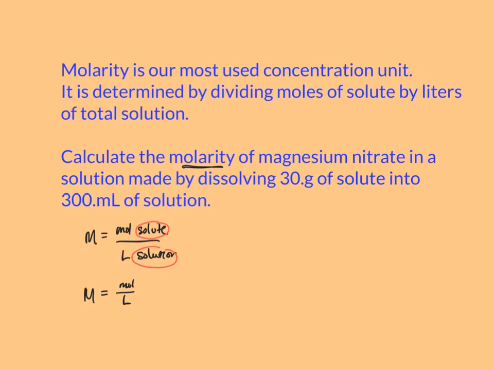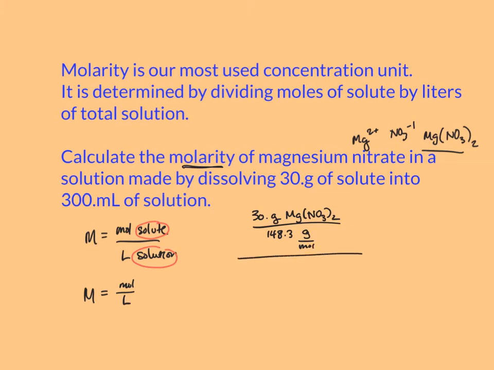Okay, we're back. 30 grams of solute. This is magnesium nitrate. Magnesium nitrate is magnesium 2 plus and nitrate 1 minus, giving us a formula of Mg(NO3)2 for the compound. So in order to find the molarity, we take 30 grams of Mg(NO3)2, divide by the molar mass of 148.3 grams per mole, and divide that by the solution volume, which is 0.3 liters.